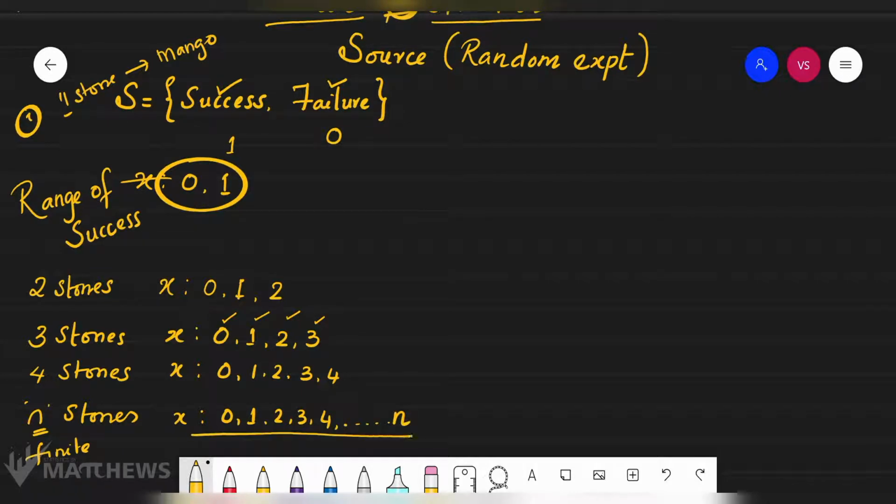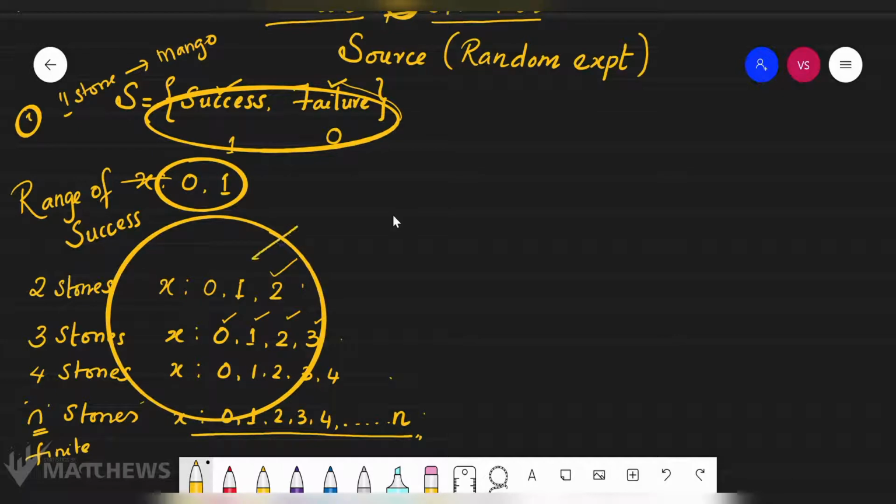Is it right? That means the experiment that we are doing is basically a success or failure experiment, but we are repeating it many times. We are repeating it twice, 3 times, 4 times, n times. Success or failure, repeated a finite number of times. Such experiments are called binomial experiments, students, or binomial trials.